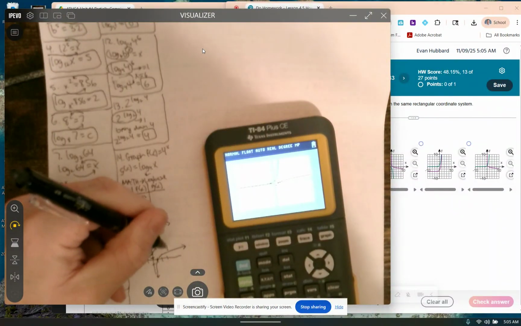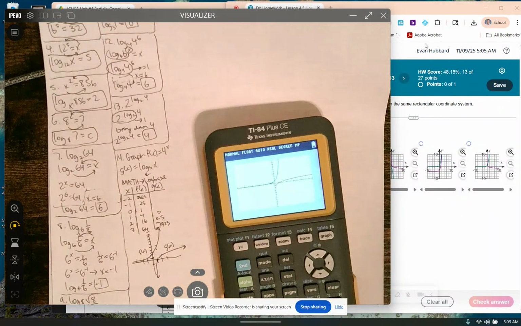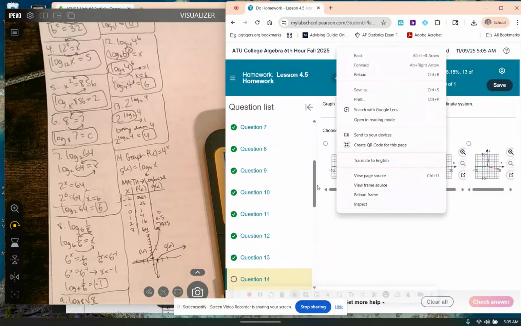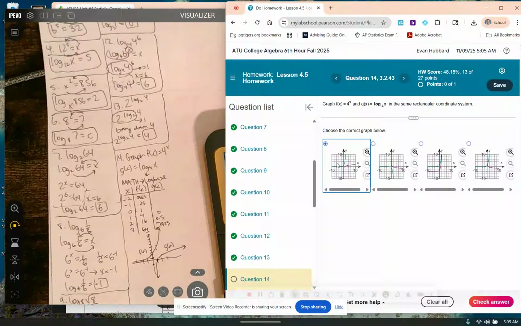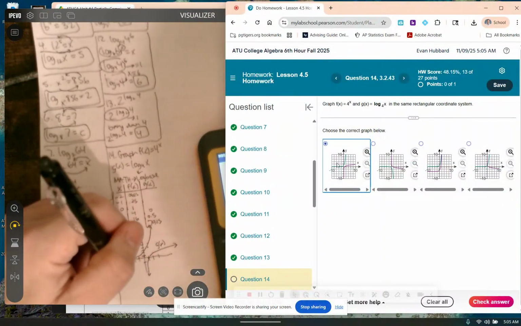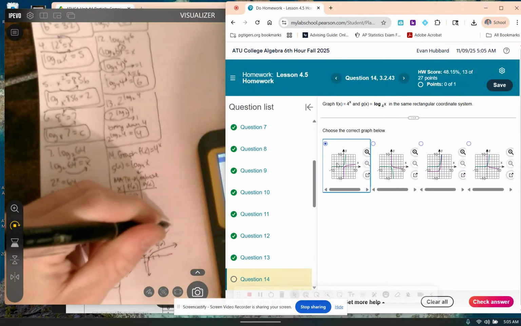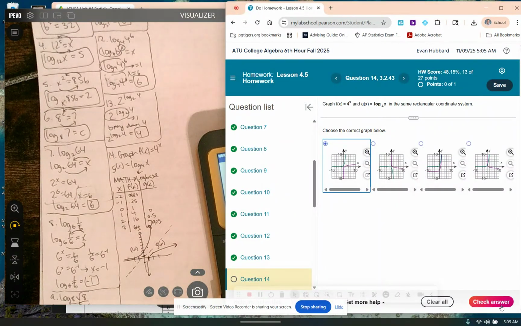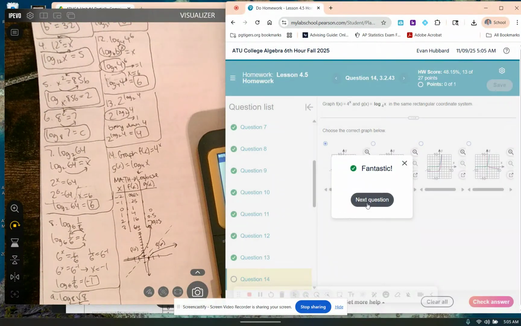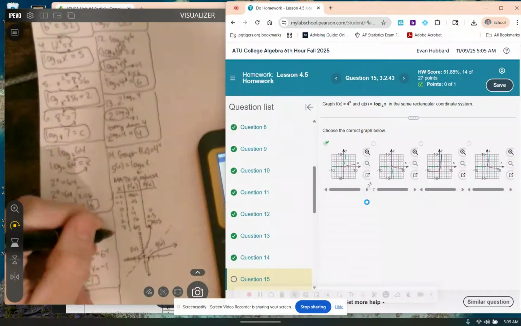That's g of x, and they're reflected across the y equals x line. So that's the other thing. They're reflected across the y equals x line, which cuts it diagonal like that because they're inverses of each other. Okay.